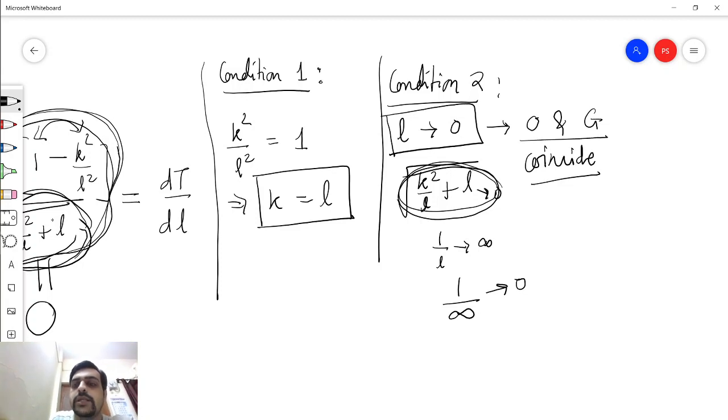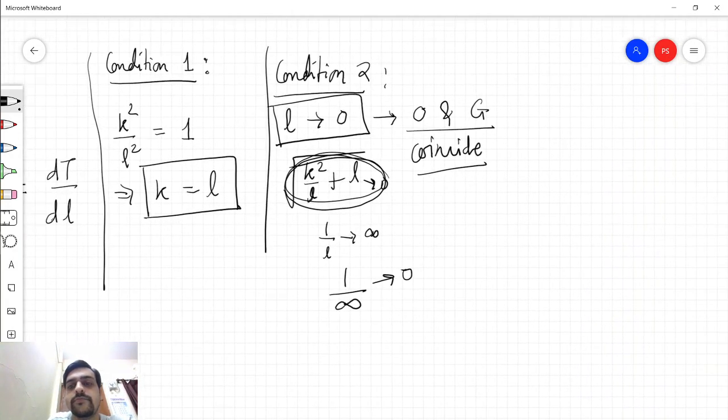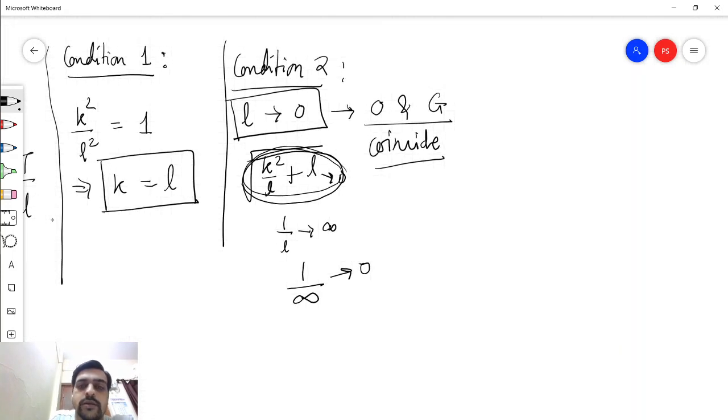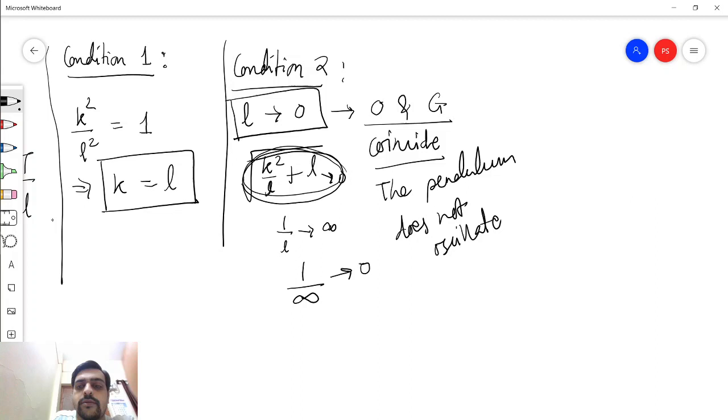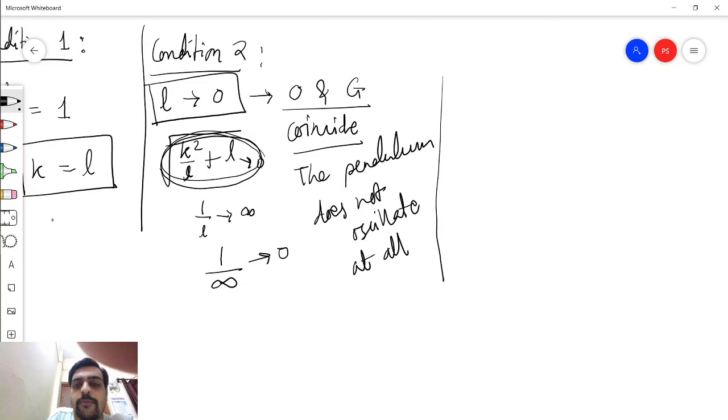Point O and point G coincide. So what does that mean? The pendulum does not oscillate at all. How is that possible? The pendulum remains in equilibrium forever.